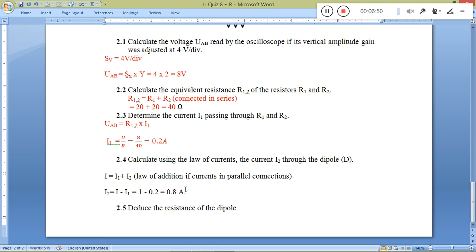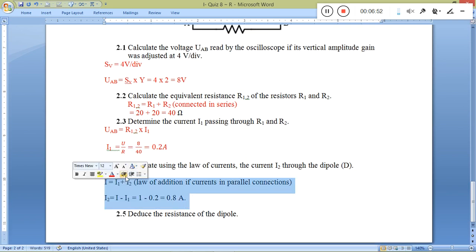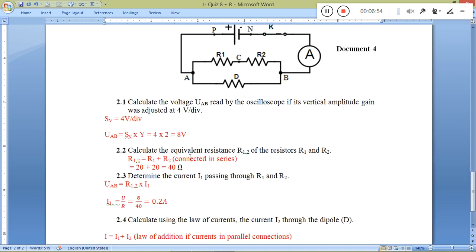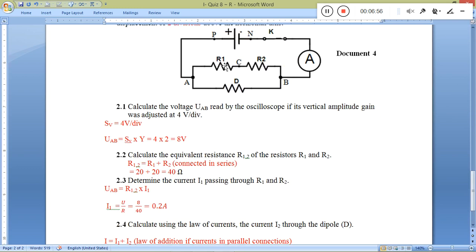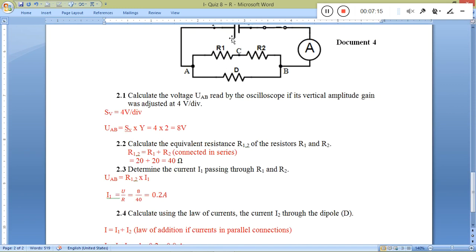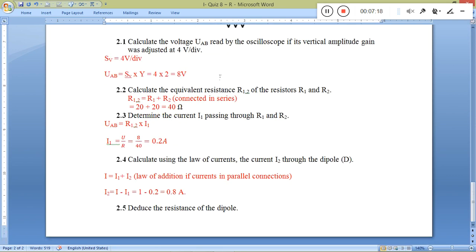Note here that the two resistors carry the current 0.2 amperes. So both 0.2 amperes, not 0.2 plus 0.2, 0.4. No, they are connected in series. So the 0.2 amperes passes through both resistors. It's the same 0.2, not 0.4. Okay. So 1 minus 0.2 is 0.8.